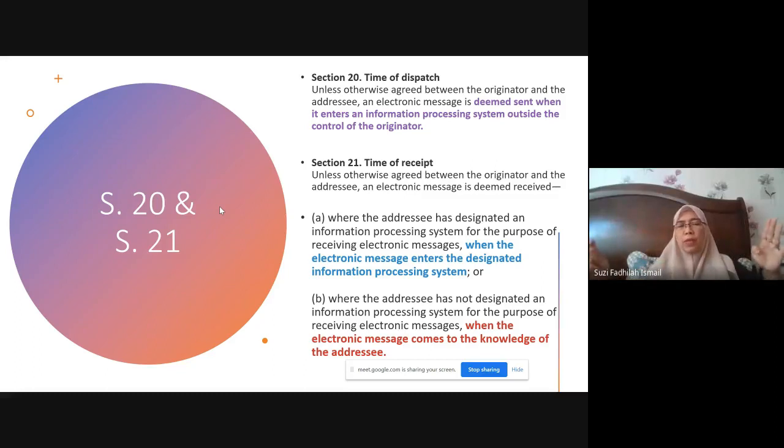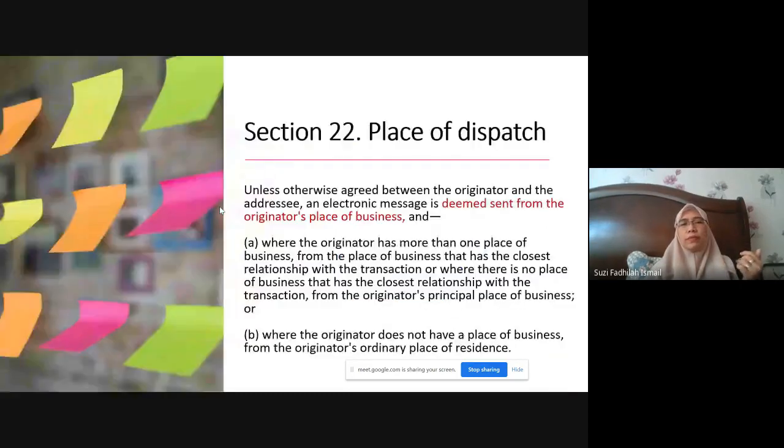But most of the time, B would prevail, even though there is an option here, when the electronic message comes to the knowledge of the addressee. Usually, the court will require that the other party is aware of the receipt of the message. Because if not, it's always a matter of debate or argument in the court, because the other party will assert that I wasn't aware, I didn't receive whatsoever. So it's always a matter of argument and you have to prove it in the court.